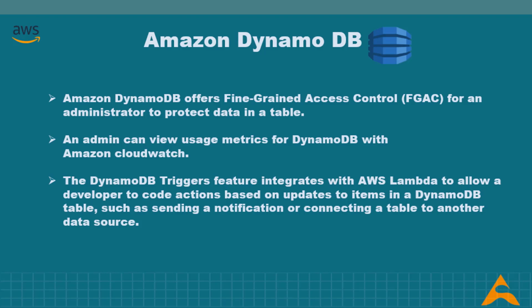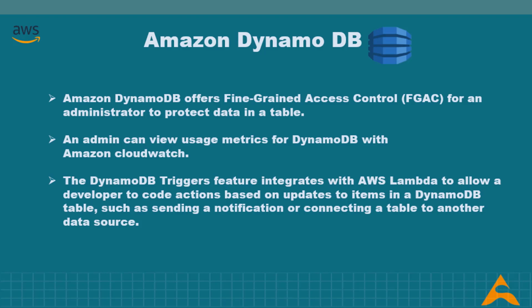Another important feature which DynamoDB has: the DynamoDB triggers feature integrates with AWS Lambda to allow a developer to code actions based on updates to items in a DynamoDB table, such as sending a notification or connecting a table to another data source. So this was all about DynamoDB and the features of DynamoDB.